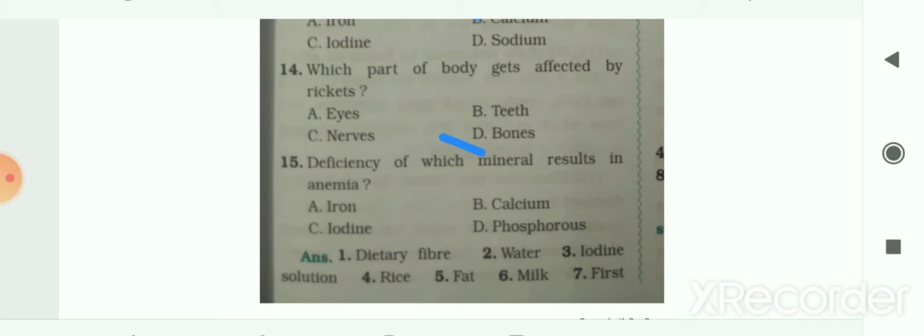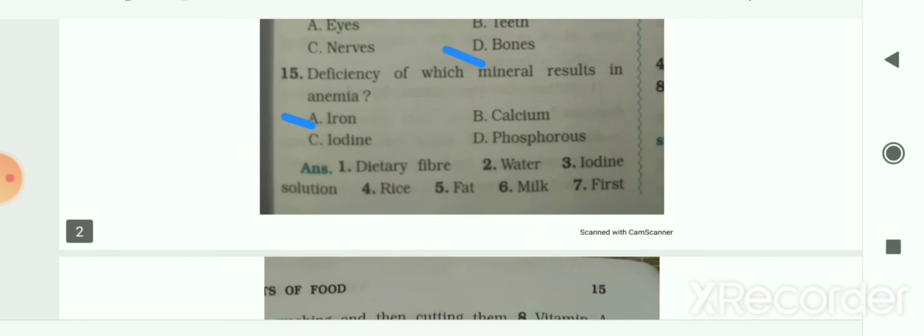Next is deficiency of which mineral results in anemia? Iron, calcium, iodine or phosphorus. So your answer is A, iron. Deficiency of iron results in anemia. So here the answers of these questions are given to you.